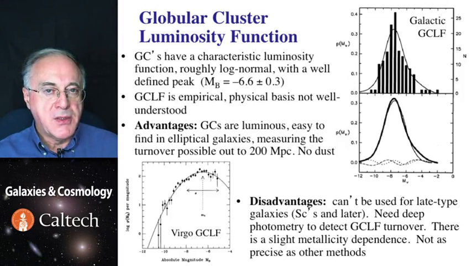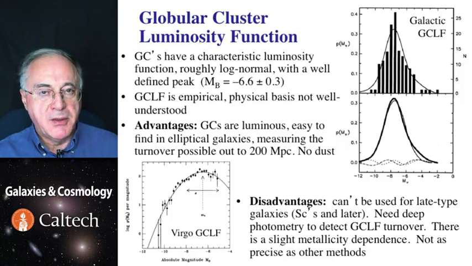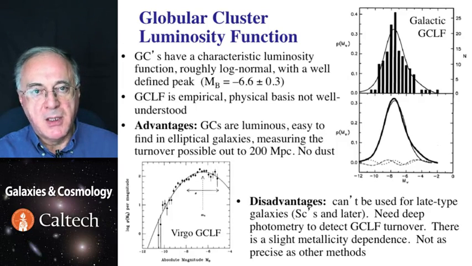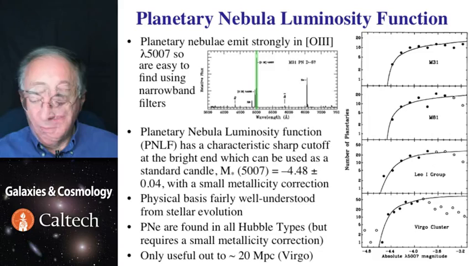The good thing about this is that globular clusters are much brighter than most stars, and so they're easier to find and easier to measure. Now, one problem is that the numbers of globular clusters vary widely among the galaxies. Elliptical galaxies and early type spirals have the most. Late type spirals hardly have any, and therefore there will be statistical uncertainty for those galaxies.